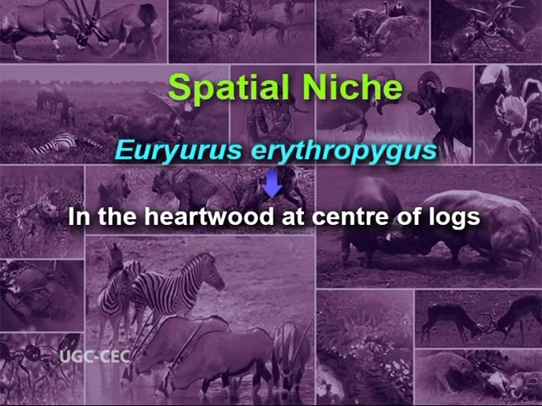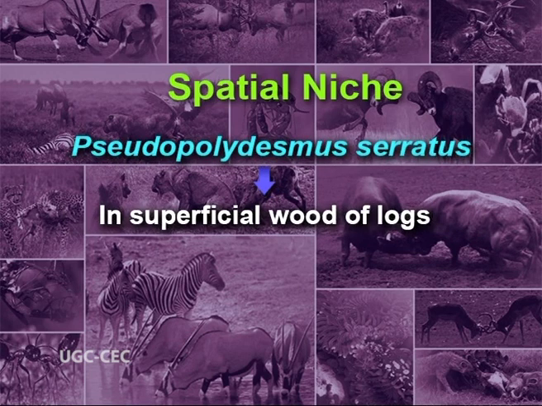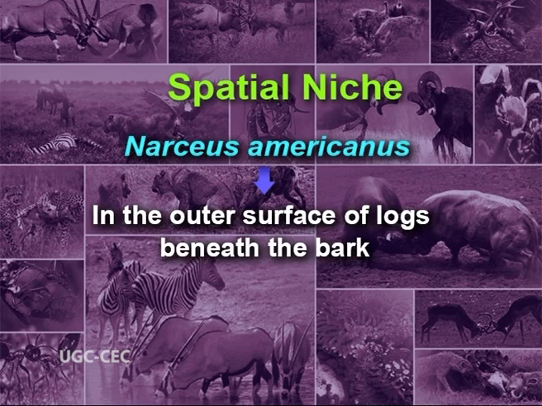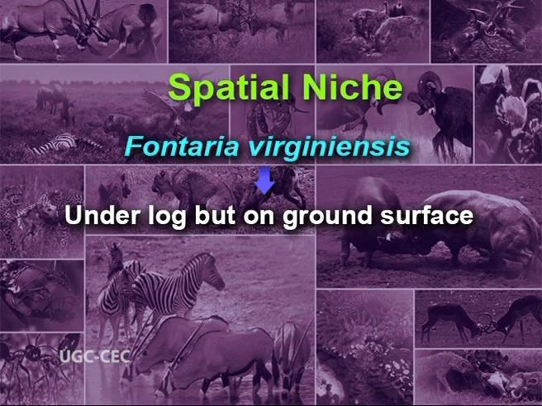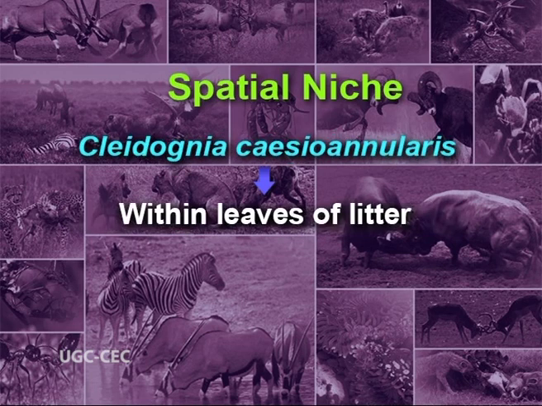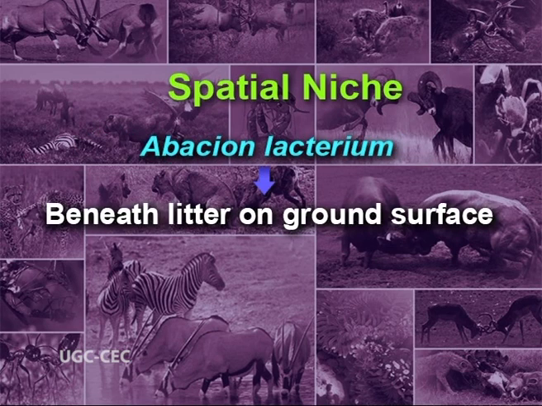Thus, Ureurus erythropygus predominates in the heartwood at the center of logs, Pseudopolydesmus serratus in superficial wood of logs, Nercus americanus on the outer surface of logs beneath the bark, Cinctonotus granulatus under the log but on the log surface, Fonteria virginiensis under the log but on the ground surface, Cladonia casinolaris within leaves of litter, and Abacion lectarium beneath litter on the ground surface.